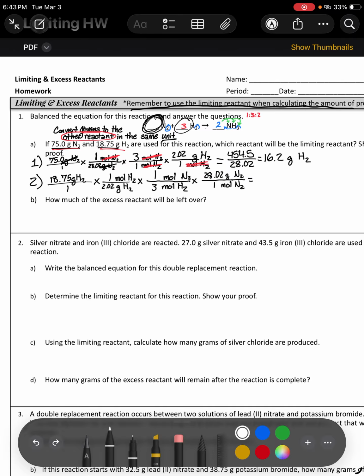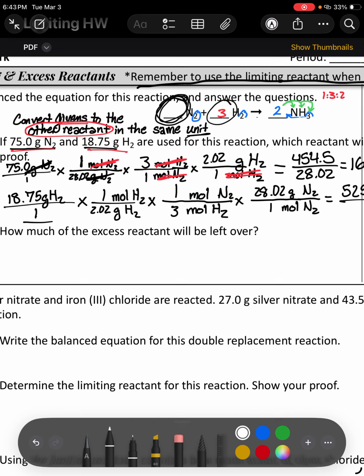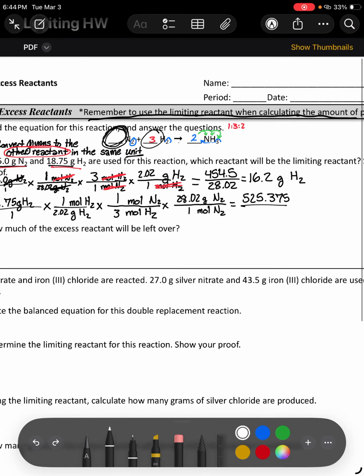We do all of this math. We're going to multiply 18.75 times 28.02, which should equal 525.375 divided by 1 times 2.02 times 3 times 1. So basically it's just going to be 3 times 2.02, which should equal 6.06.